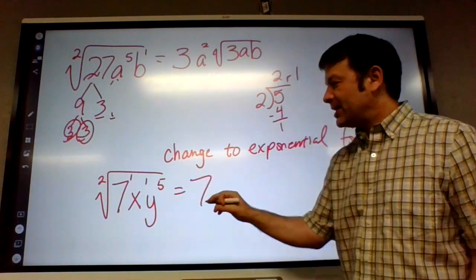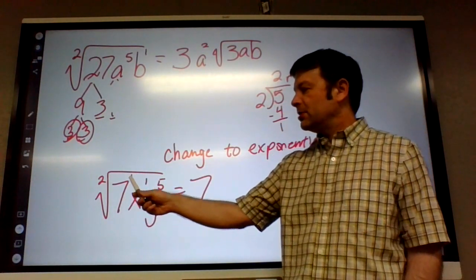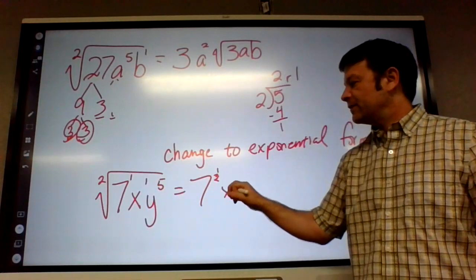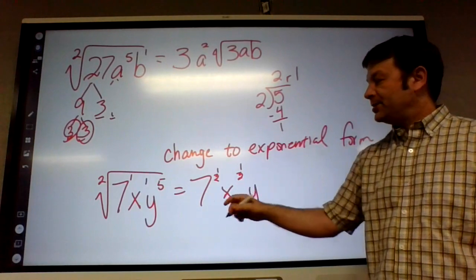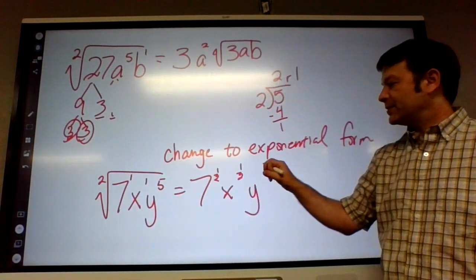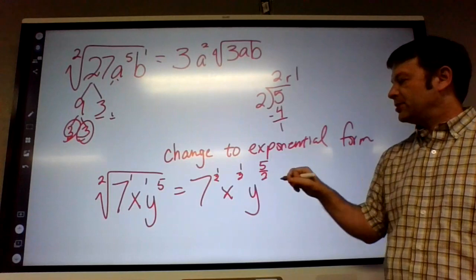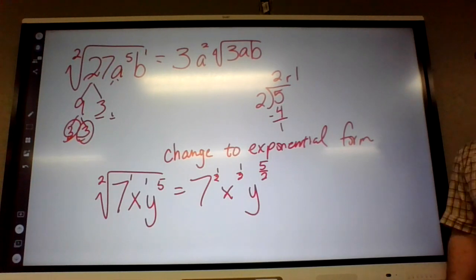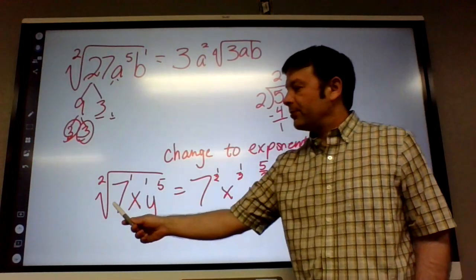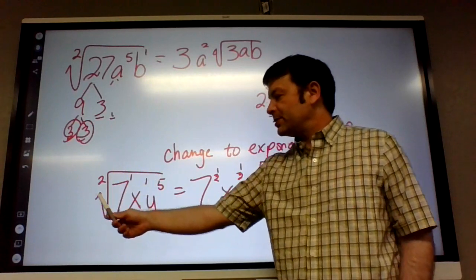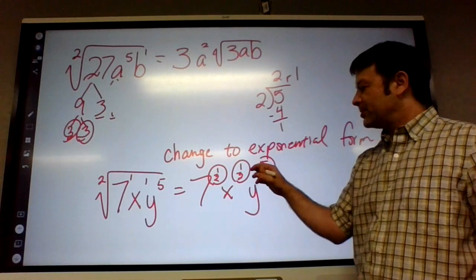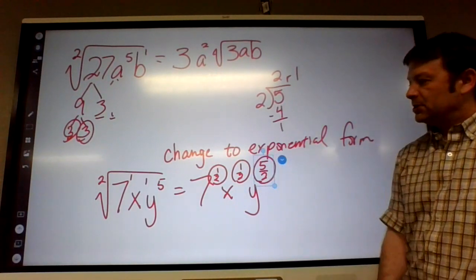So this would be 7 to the what power? 1/2. Yeah. And it'd be x to the 1/2, and it'd be y to the 5/2. So you just do the power over the root. Okay, this is called radical form. That's what this symbol is called. This is called exponential form because all of those numbers are just inside the exponent, the power and the root.